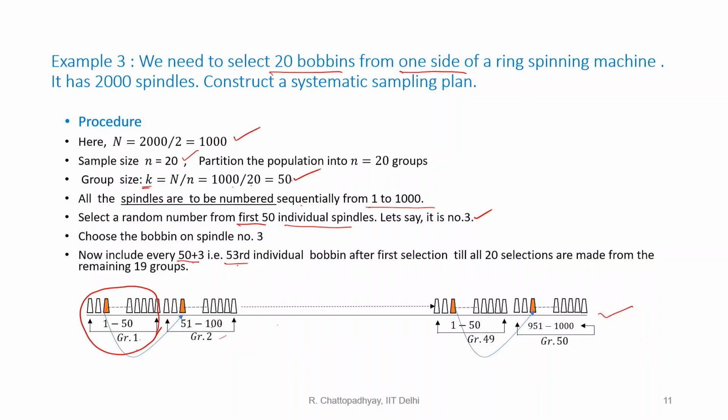This is what is known as a systematic sampling plan, where the very first selection of the spindle or bobbin is done at random, and then the subsequent selections go at an interval of k, where k in this case is 50, the size of the group. That's how we move on when we follow this type of sampling procedure. This is what we generally do.